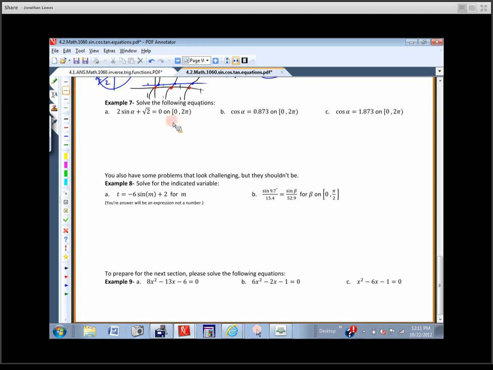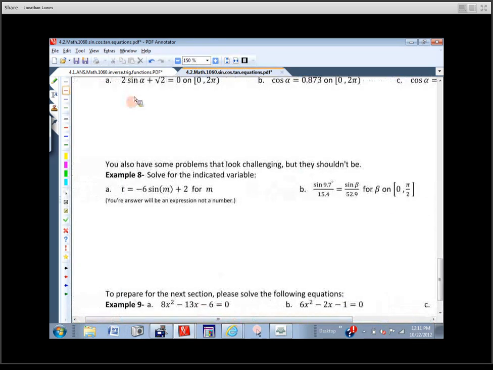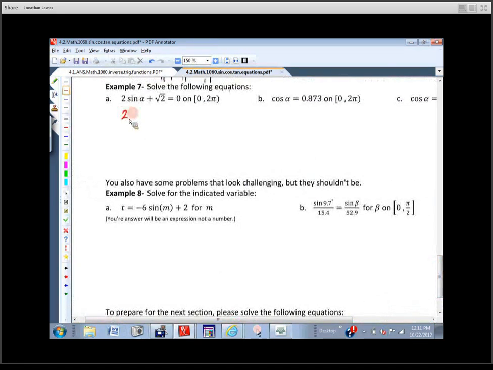We know they've got to be in radians. And like any other equation, we're going to solve this by getting the variable by itself. So if this were 2 square root x plus radical 2 equals 0, everybody here would know what to do. Move the radical 2 over, then divide by 2. Well, we do exactly the same thing here. So we're going to move the radical 2 to the other side by subtracting. So this is going to be 2 sine alpha equals negative radical 2. Divide everything by 2. So I get the sine of alpha equals negative radical 2 over 2.